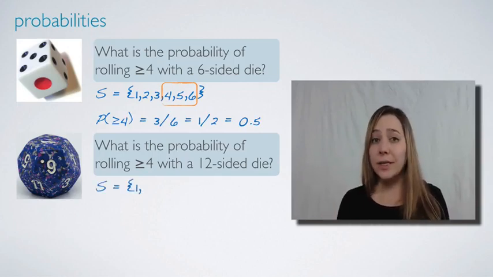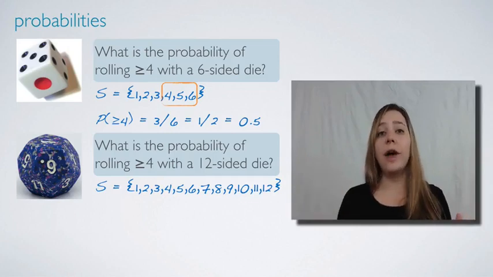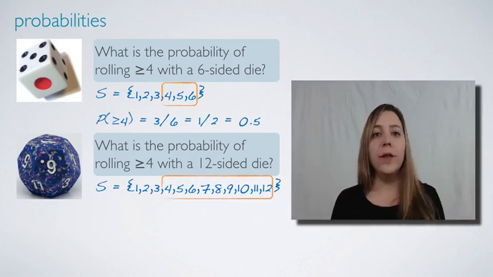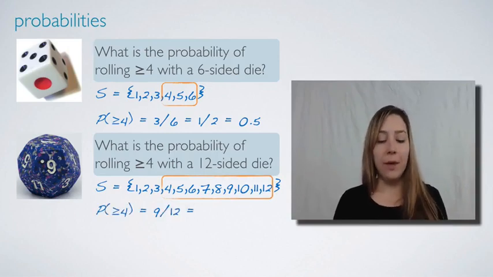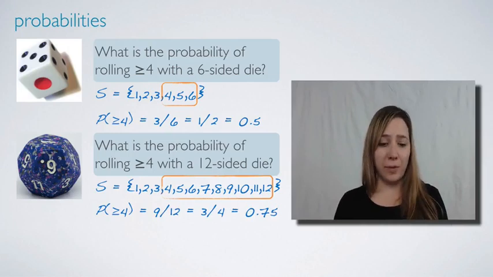With a 12-sided die, the sample space is bigger. Numbers between 1 and 12. And once again, we're interested in outcomes 4 or greater. The probability of getting such an outcome is 9 out of 12, or 3/4, or 75%.